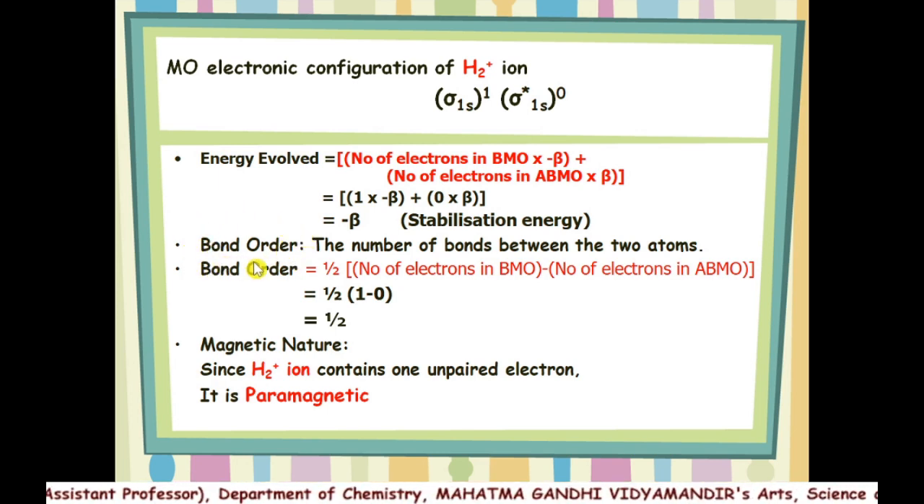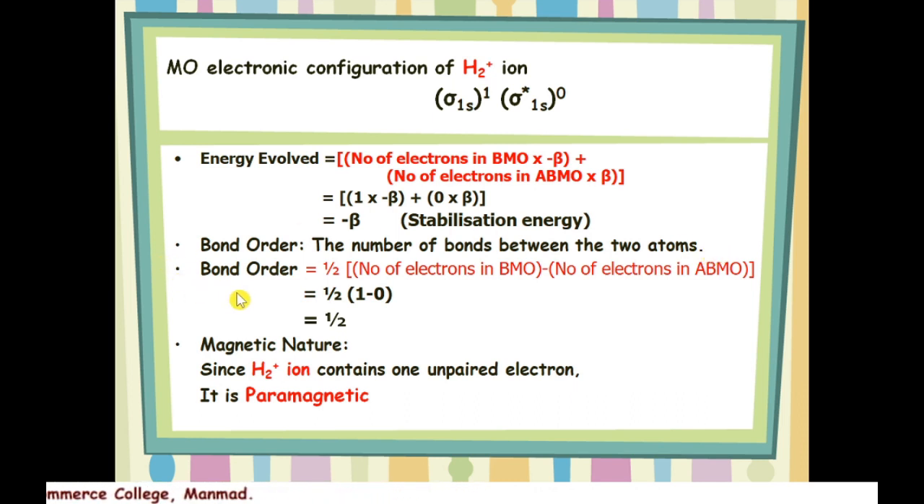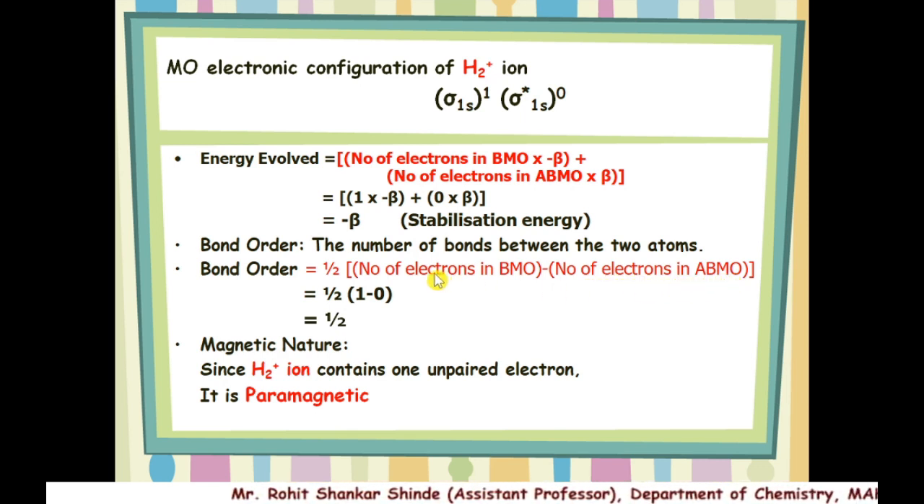Now let us calculate bond order. Firstly, what is bond order? The bond order is nothing but the number of bonds present between the two atoms. The bond order can be calculated by using this formula: 1/2 multiplied by the number of electrons in BMO minus the number of electrons in ABMO. So let us put the actual values in this formula to calculate the bond order.